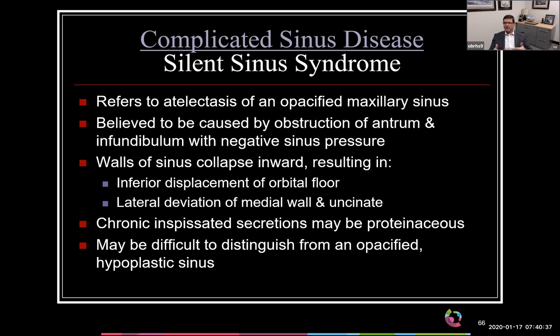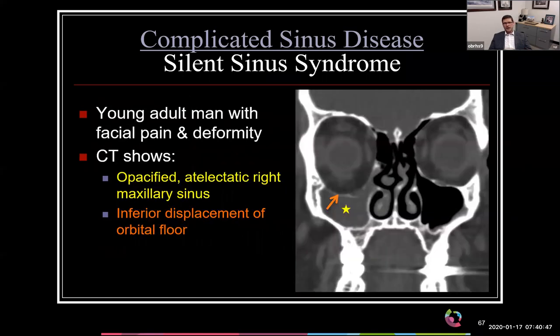So again, it's that facial deformity, and you're really looking at the floor, the orbital floor, the contour and location to determine whether it's silent sinus syndrome or it's just an opacified hypoplastic sinus. So here's an example case.